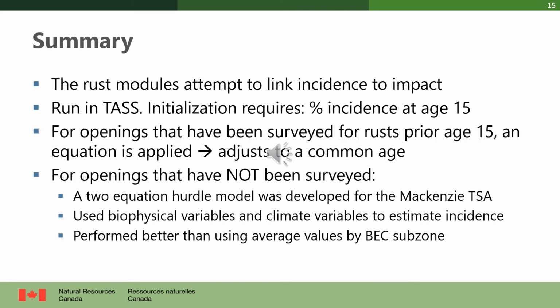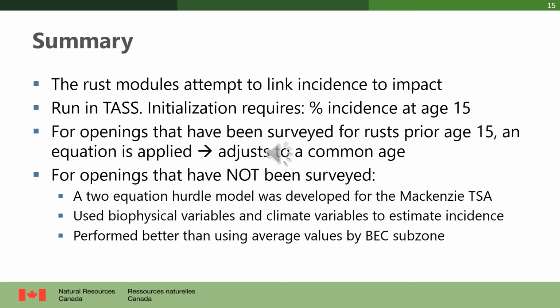So to summarize, the rust modules, Grim and Crime, have been developed and attempt to link early incidence to impact at rotation. The modules are run in TASS and are initialized through a user-supplied value of rust incidence at age 15. For openings in the results database that have been surveyed for rusts prior to a stand age of 15 years, a simple equation is applied that adjusts the incidence level to an age of 15 years.